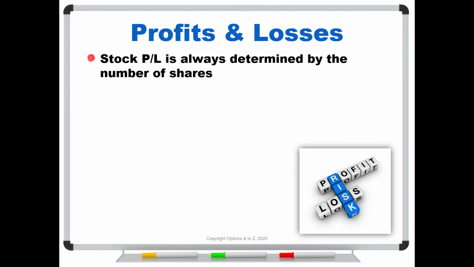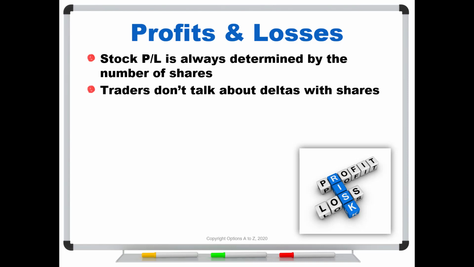And that's simply because we have far more deltas up here than we do down here. So your stock profit and loss diagram is always determined by the number of shares. Again, it's very easy. And that's why traders don't talk about deltas with shares. We could, but it's just as easy to say, I have 300 shares of stock. All right, we know it's always 300 deltas. And that's because the number of shares equals the delta.